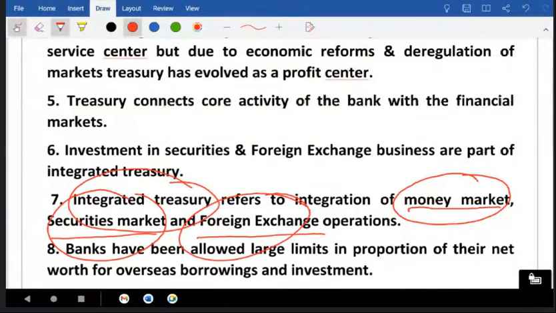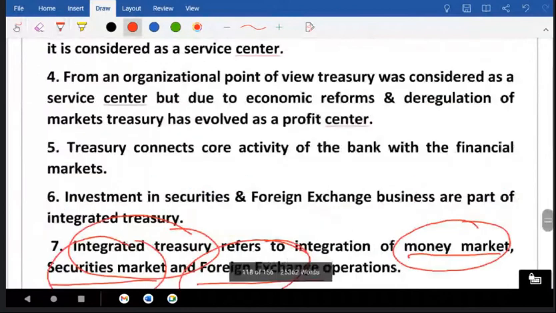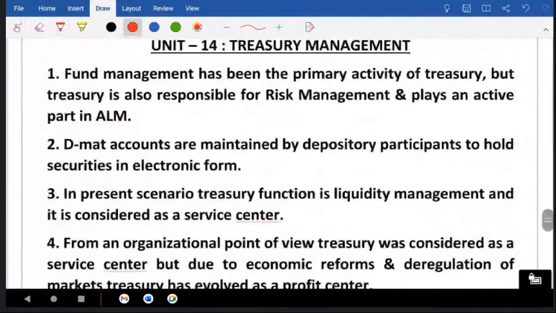We'll start from the first point again here. Fund management has been the primary activity of treasury, but treasury is also responsible for risk management and plays an important role in managing ALM, meaning asset liability management.